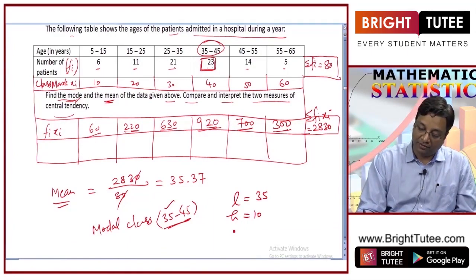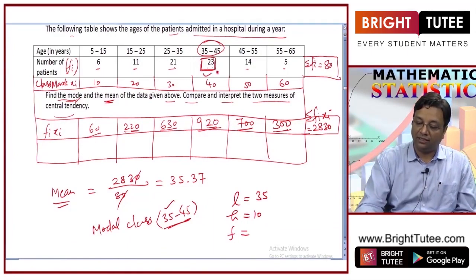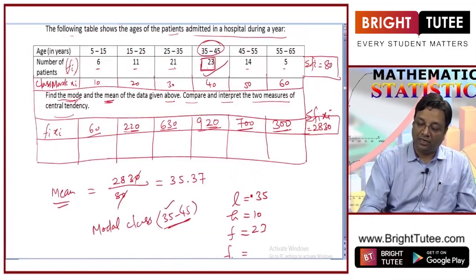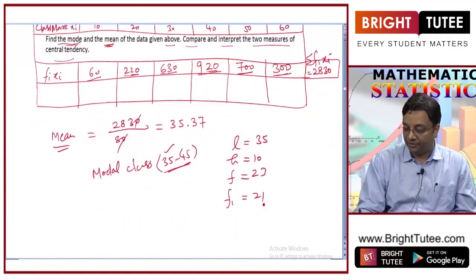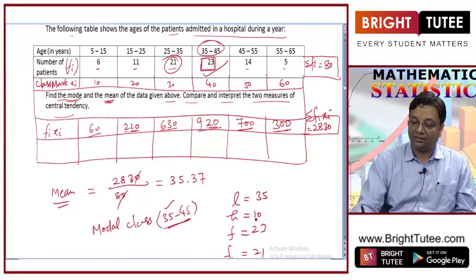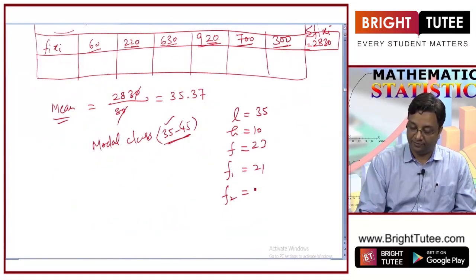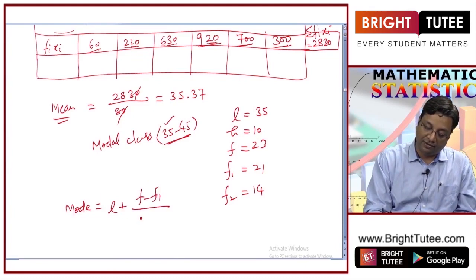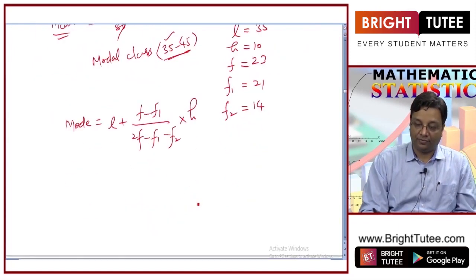What other information do I have? The frequency of the modal class, that is 23. Now, the frequency of the class preceding the modal class is 21. The frequency of the class succeeding the modal class is 14, right. So, this much information I have with me. Now, to calculate the mode, it is equal to, let us write the formula once again, l plus (f minus f1) divided by (2f minus f1 minus f2) into h, right.